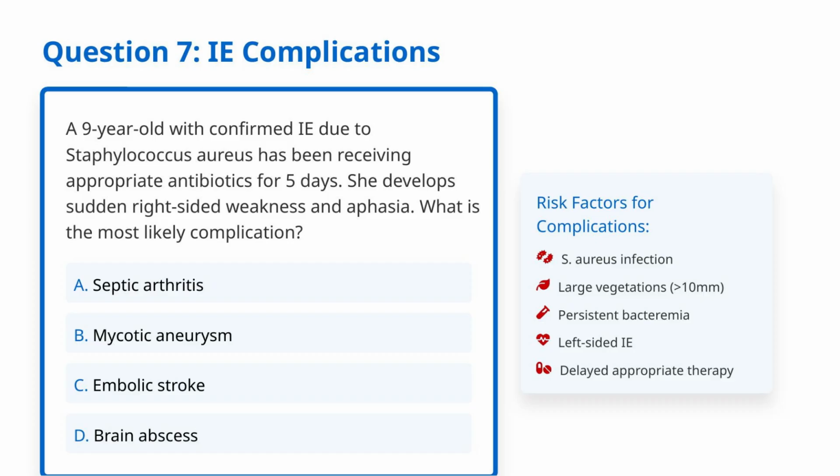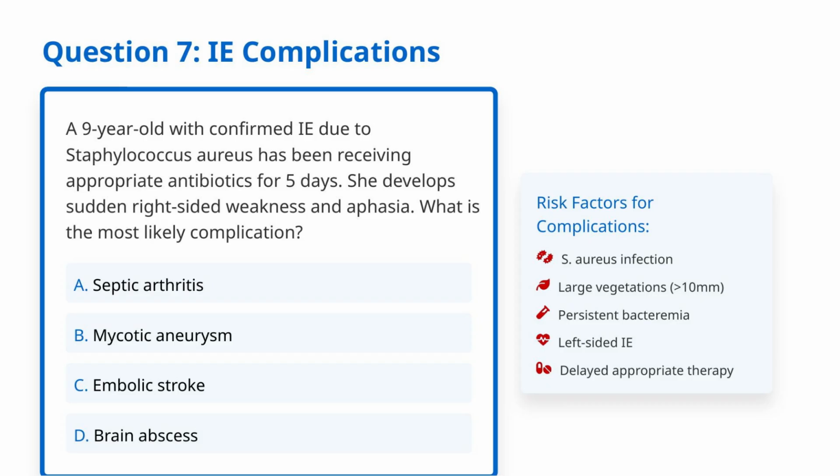Question 7. A 9-year-old with confirmed infective endocarditis due to Staphylococcus aureus has been receiving appropriate antibiotics for 5 days. She develops sudden right-sided weakness and aphasia. What is the most likely complication? The options are A. Septic arthritis, B. Mycotic aneurysm, C. Embolic stroke, or D.